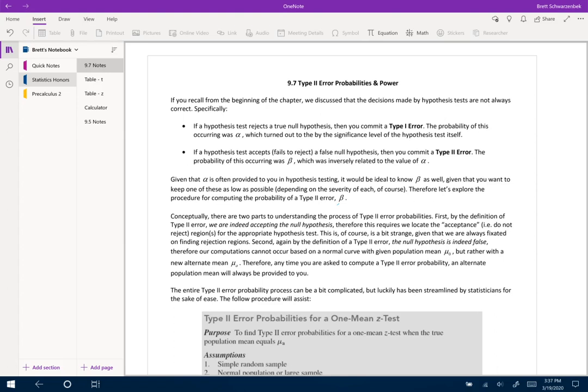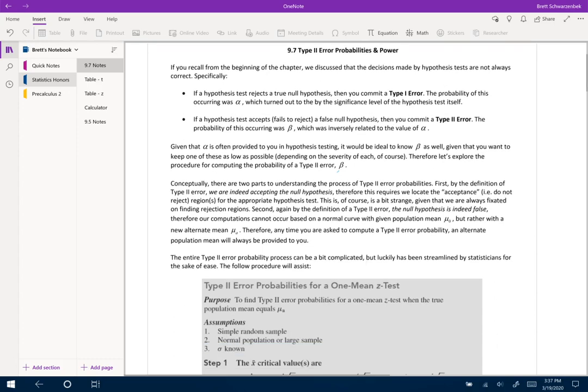But the type 2 error, which is represented logically by beta, we actually don't know. Remember, a type 2 error is failing to reject a false null hypothesis, or accepting a false null hypothesis. So far, we've only known that beta is inversely related to alpha, but we've had no way to calculate it. So now that is going to be the key part of this.